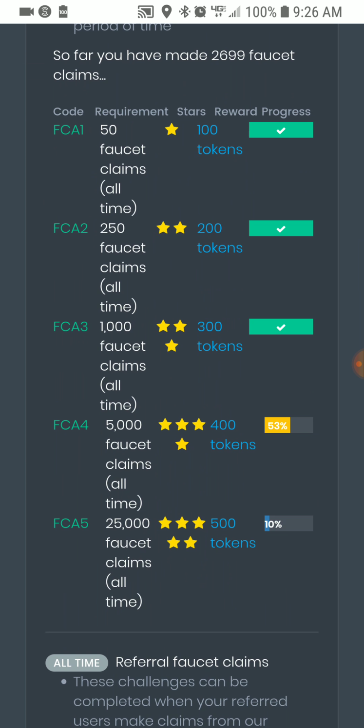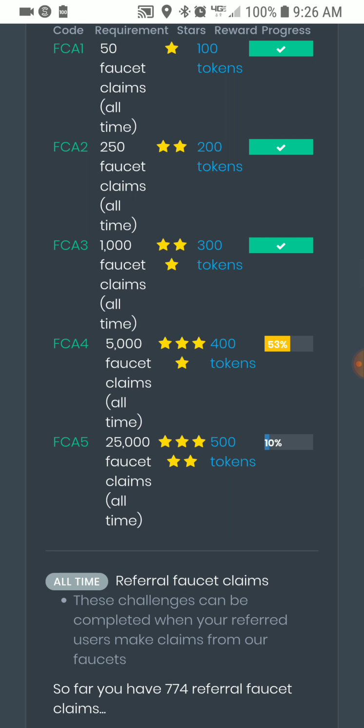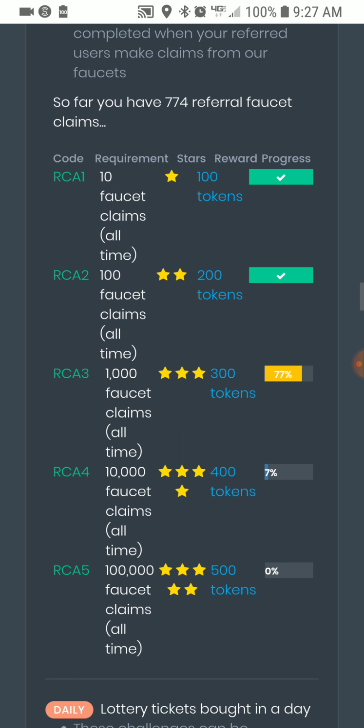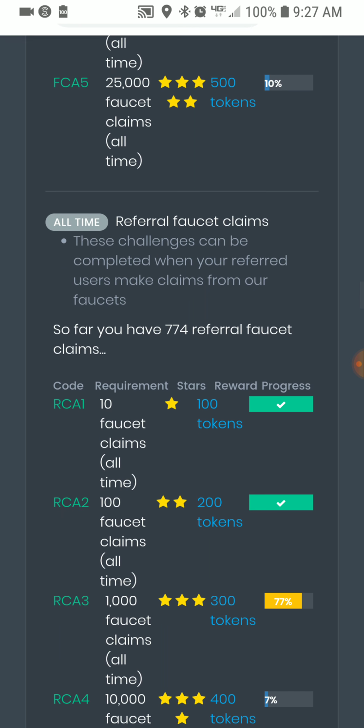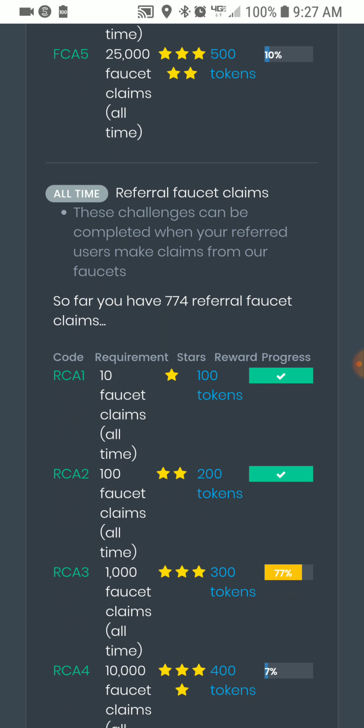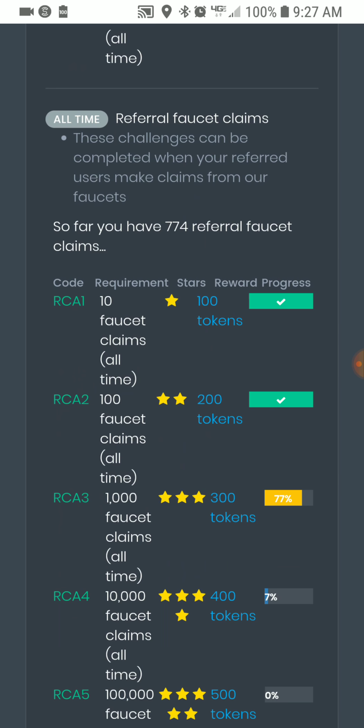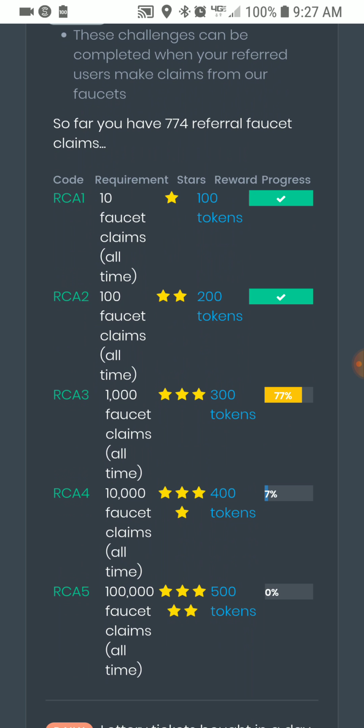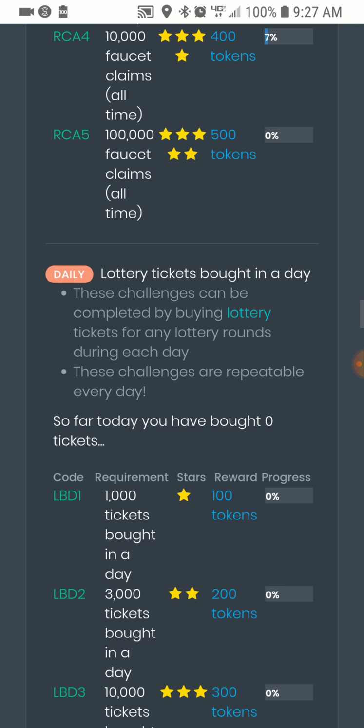This is all time, so this is obviously going to eventually work its way up to the 500 tokens and 5 stars. This is referrals, so this is a cool one. So all-time referral commissions or faucet claims. So far I have some people that claimed 774 times in total together, which made me more money.